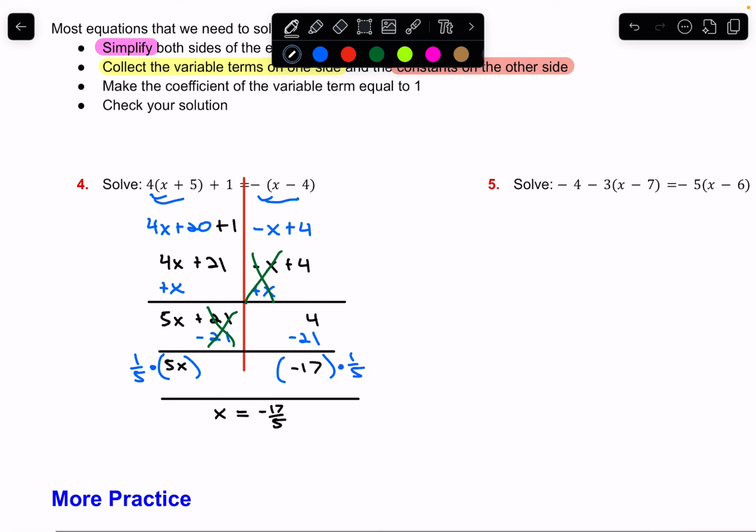Okay, but now, because this is the first one, we're going to actually check if this works. So in order to check, I need to plug in negative 17 over 5 to that equation at the top. So to check my answer, I'm going to do it up here. So we're going to check. Everywhere I see an x in there, I'm going to write a negative 17 over 5. So 4 parentheses, negative 17 over 5 plus 5 plus 1 is equal to negative 17 over 5 minus 4.